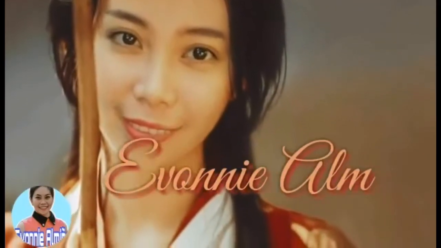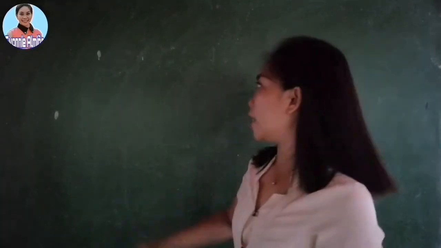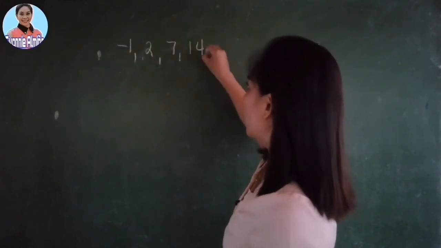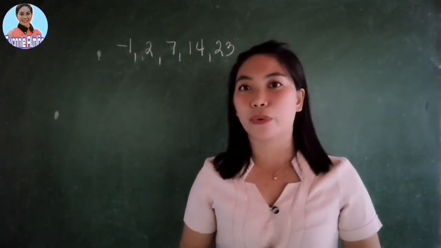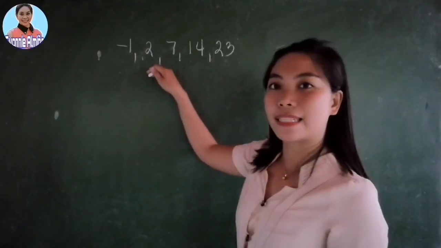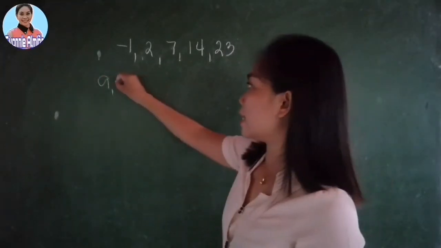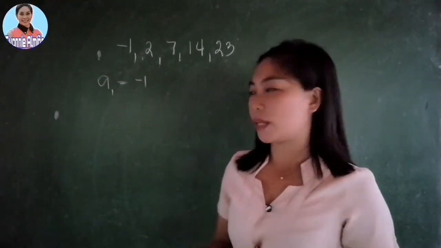I'll give you another example so that we can better understand how to give an equation from the given sequence. So, let's try this one. Let's have the sequence negative 1, 2, 7, 14, and 23. Now, we are going to write an equation which best describes this sequence. Same procedure as before, we will go term by term so it is easier to understand and generate a pattern.